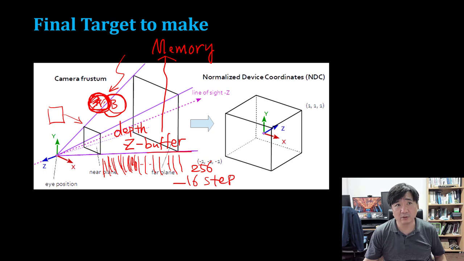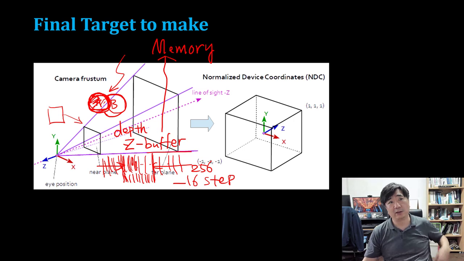Or another way is to shrink the depth range, then for objects only in this area, we can define it precisely. Then with 16 steps, we can separate what is front and what is back. We can decide what is front and what is backside.